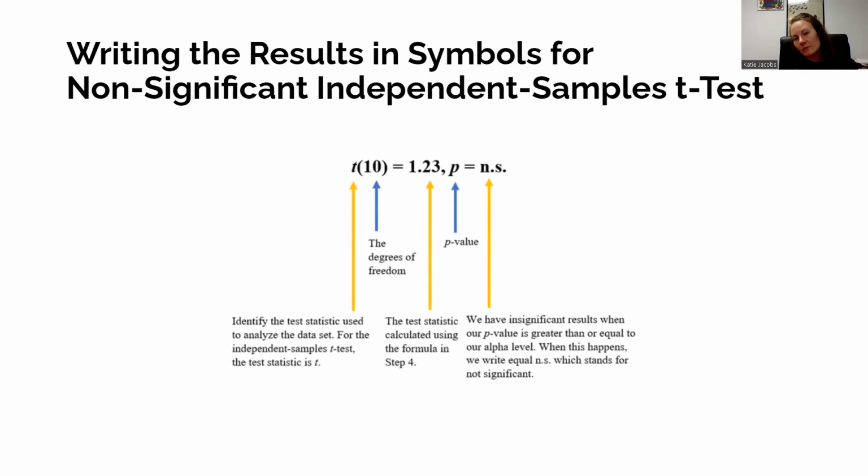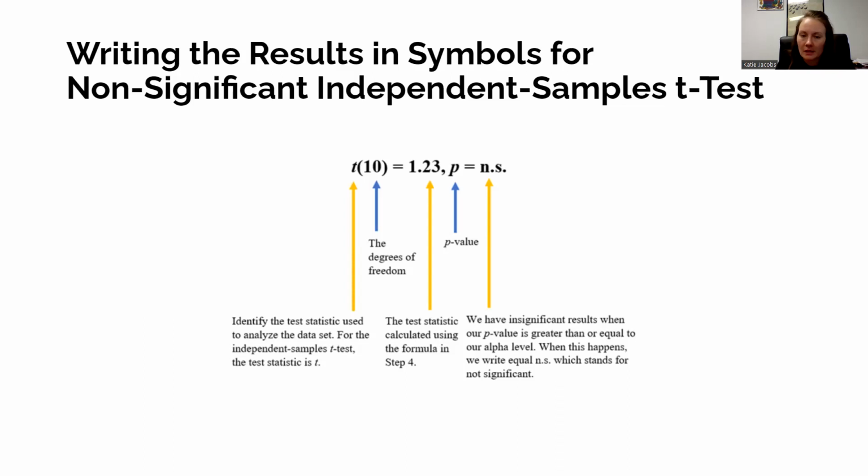It's still going to follow the same format that we learned for the one sample Z test, but we're going to see a few differences. So first, you have to identify the test statistic used to analyze the data set. For the independent samples t-test, the test statistic is t. So here we'll put the lowercase italicized t. Hopefully that is on your symbol sheet already. After that, we'll have an open parenthesis, and then we'll put the total degrees of freedom, close parenthesis, equals.